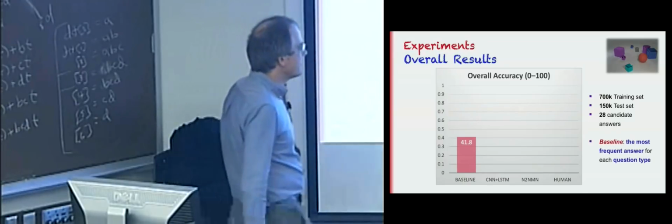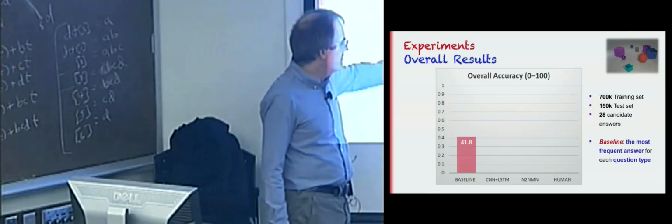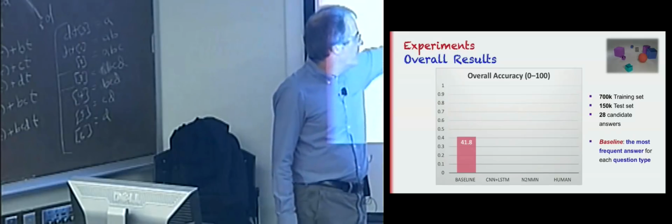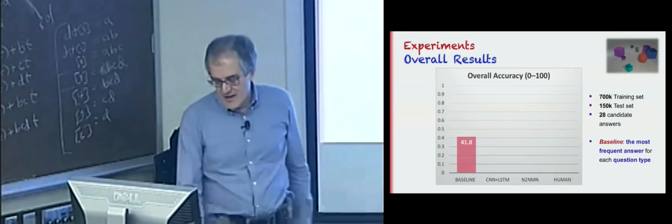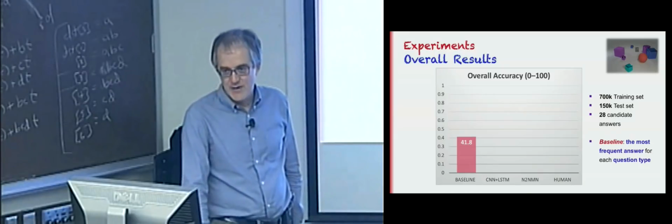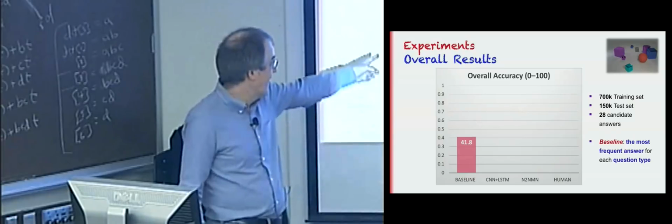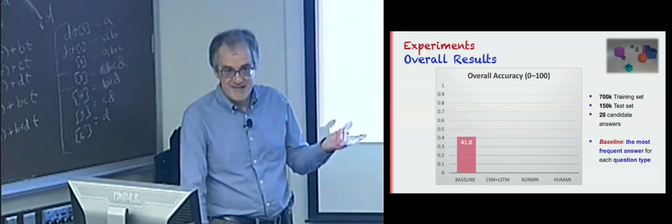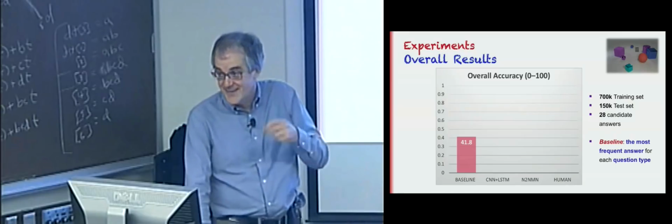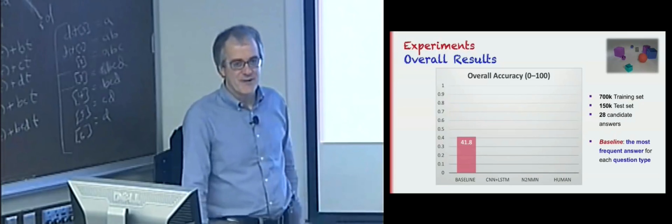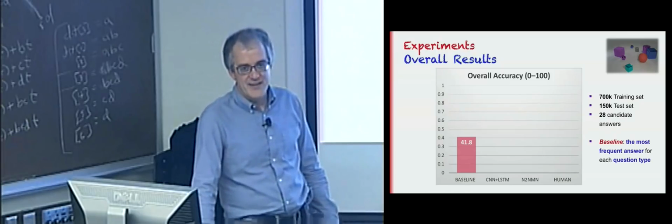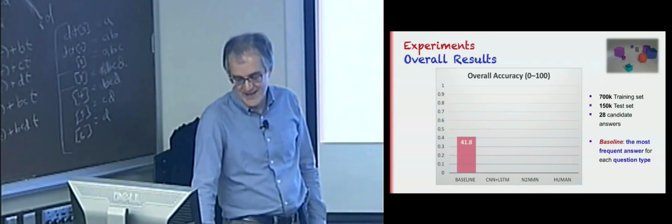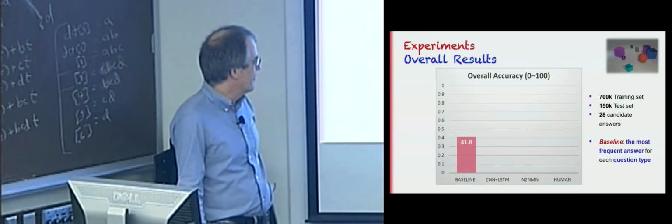So in the original paper that presented the data set, these were the results that they presented. The baseline means that you give the most frequent answer for each question type, and that's actually already very high because you get 41% right. Why is it so high? Well, if the question is about what material, there are only two materials, and if the question is yes, no, there's yes and no. So there are actually lots of questions that only have two possible answers, and providing you can get the question type, you're doing the prior per question type, not over the entire set of answers, you can get almost 42% already.